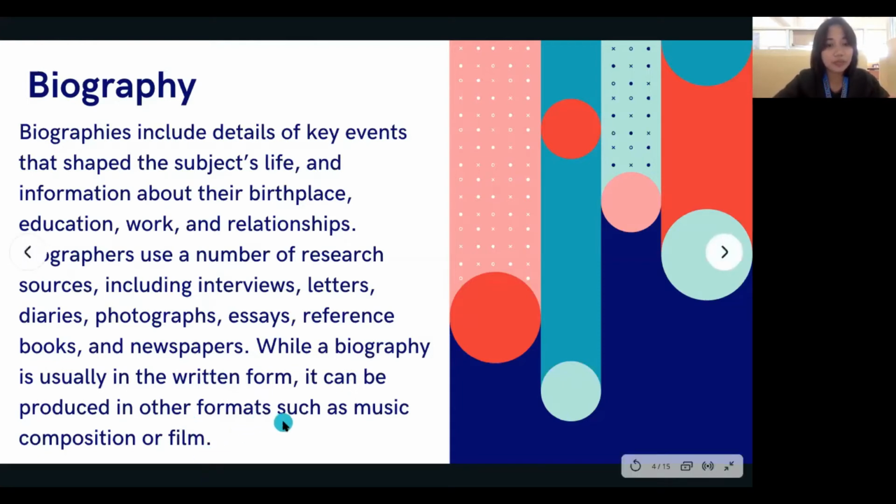So, yung biography is usually in the written form. It can be produced in other formats such as music, composition, or film. Si Rizal, siya yung pinaka-the best example kapag gumagawa ng isang biography. Si Jose Rizal, hindi lang sa in a written form, pwedeng gawan ng biography. Pwede rin sa isang film. Kaya yung maraming mga movies, no, na binibigay or pinapakilala or pinapakita yung buhay ni Rizal. And then, isa yun sa mga paraan para ma-present ang isang biography.